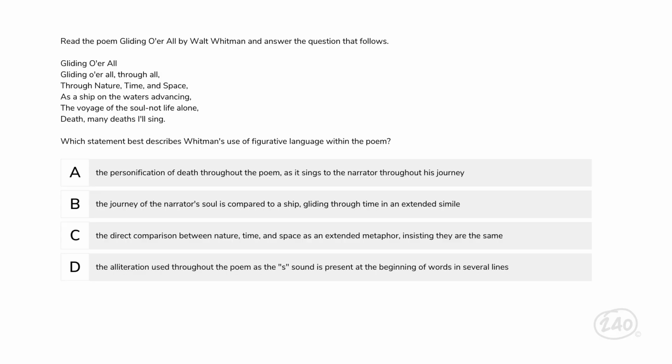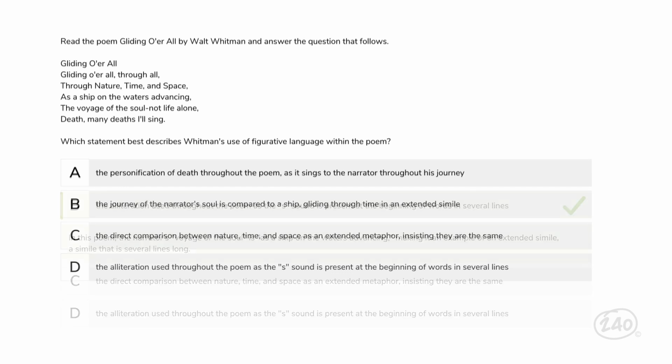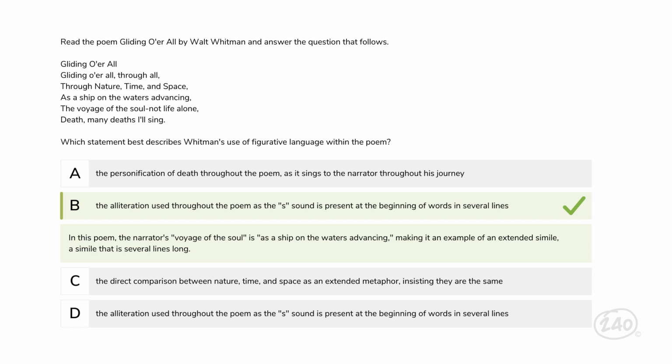So, like many questions on the ELAR exam, this one gives us a passage. Of course, you can pause to read it first if you like, but I'm going to go straight to the question. Feel free to read the answer choices too. Which statement best describes Whitman's use of figurative language within the poem? Choice B is best. The narrator's voyage of the soul is as a ship on the waters advancing, making it an example of an extended simile.